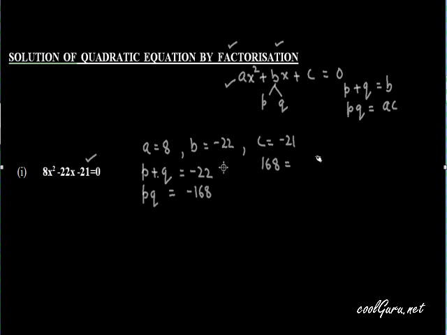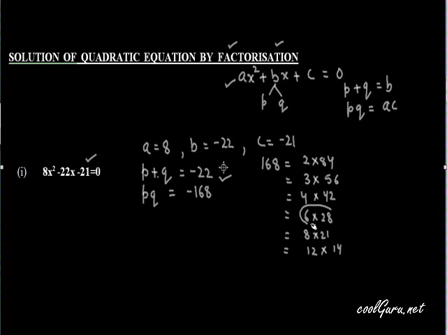Now 168 can be written as 2 multiplied by 84, or it is a multiple of 3 also, it is 3 multiplied by 56, or 4 multiplied by 42, 6 multiplied by 28, or 8 multiplied by 21, or say 12 multiplied by 14. These all are factors of 168. Out of these pairs, we will select the pair which satisfies this condition also, that the sum is minus 22.